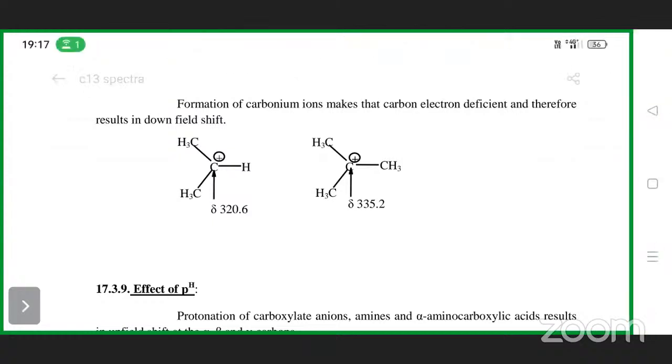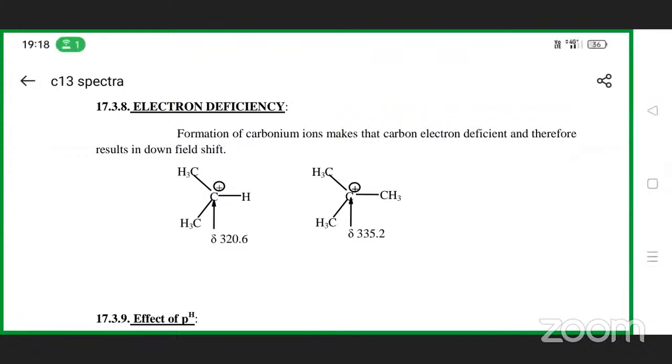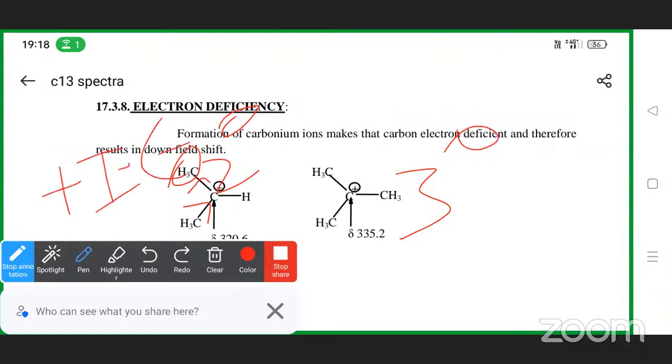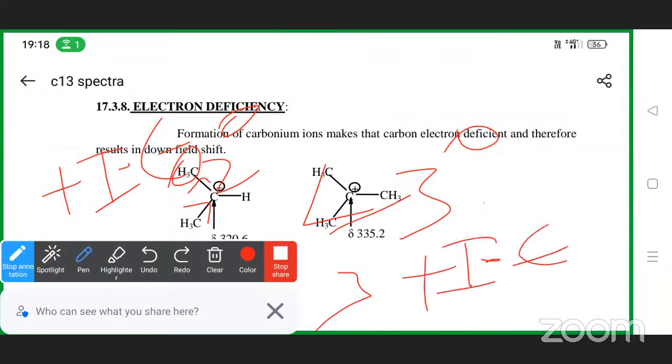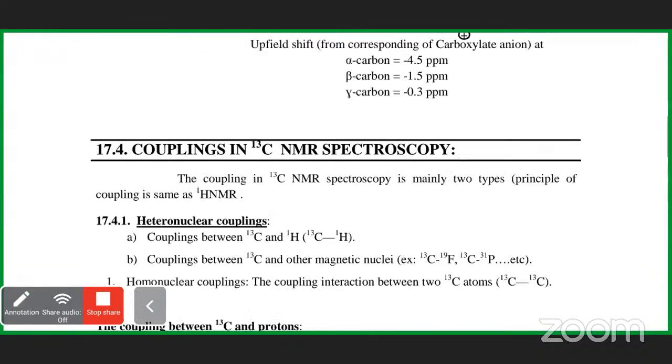And electronegativity, electron deficiency. Electron deficiency decreases the delta values. Here you see a secondary carbocation and a tertiary carbocation. In the secondary, two methyl groups are there, so we have two plus I groups. In the tertiary, we have three plus I groups. So the delta values will be increased.